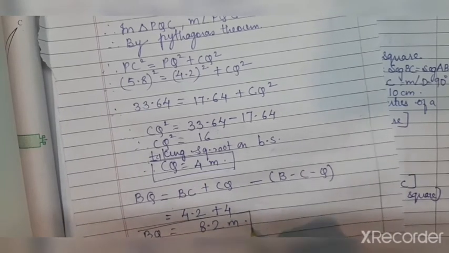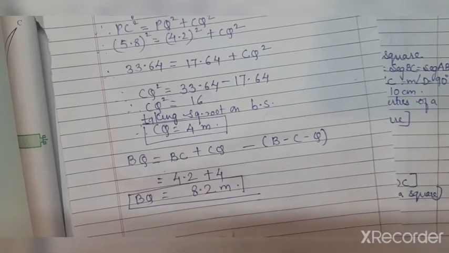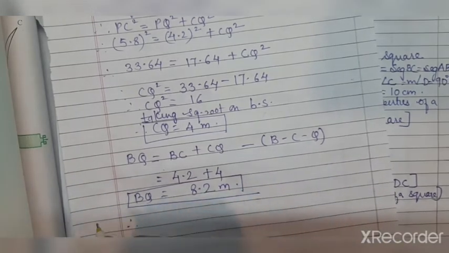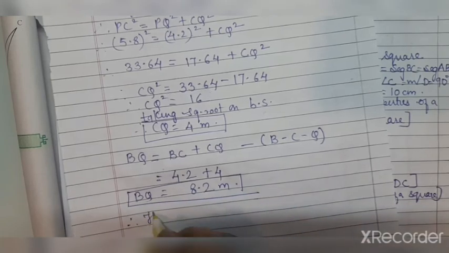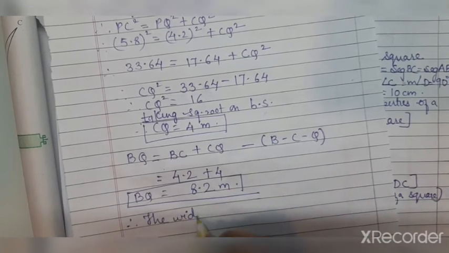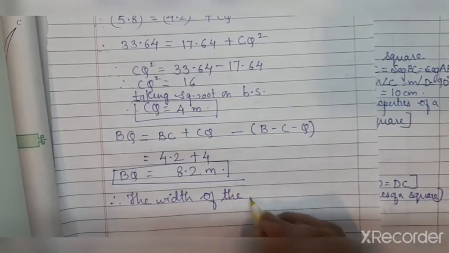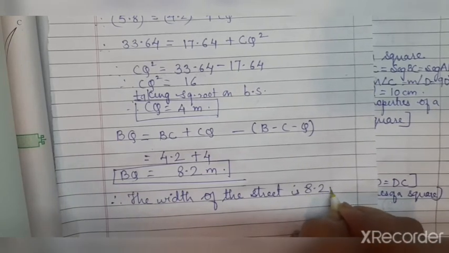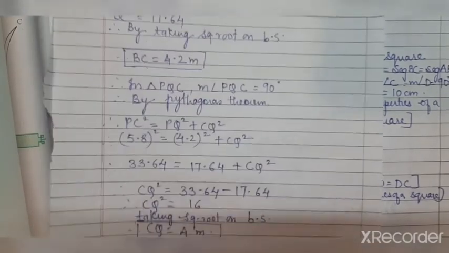So BQ, which is the width of the street. We cannot end the answer with BQ because in the question they have asked to find the width of the street. Therefore, the width of the street is 8.2 meters. I hope this is clear.